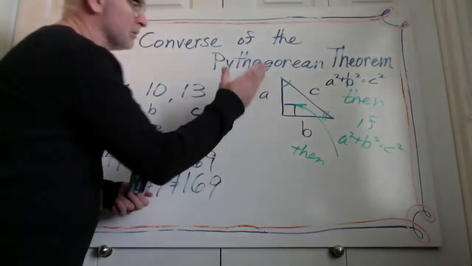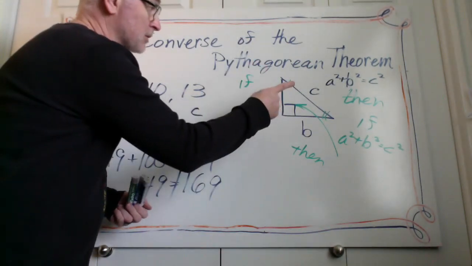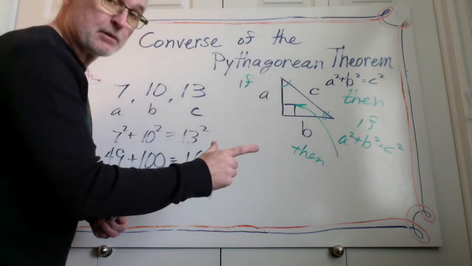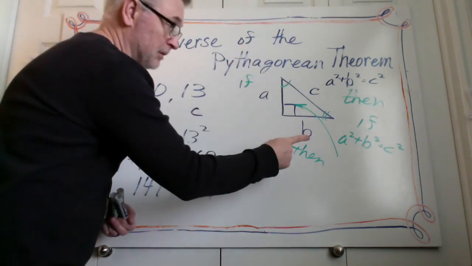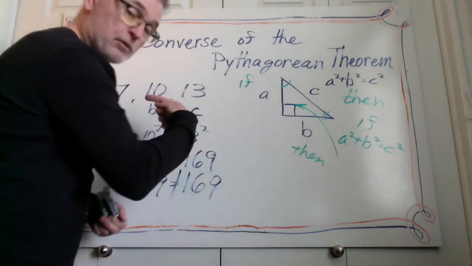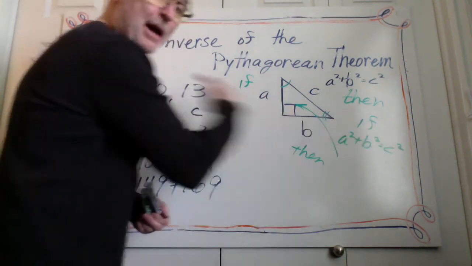Pythagorean theorem: if this is a right triangle, a squared plus b squared equals c squared. The converse of the Pythagorean theorem: if a squared plus b squared equals c squared, then you have a right triangle. So it's the backward argument.